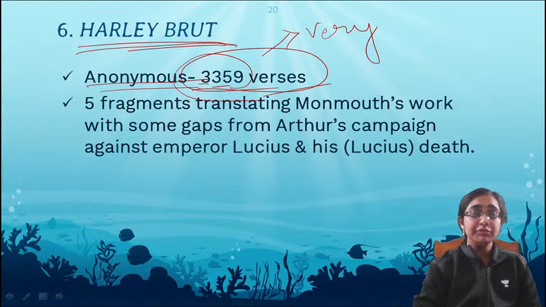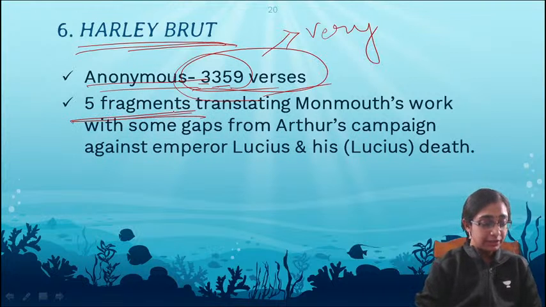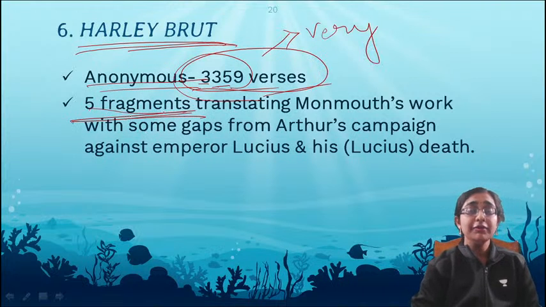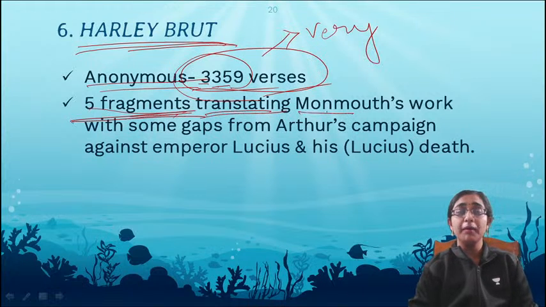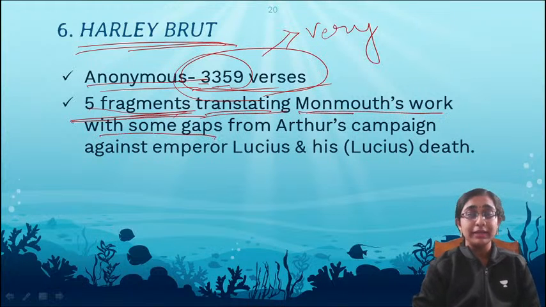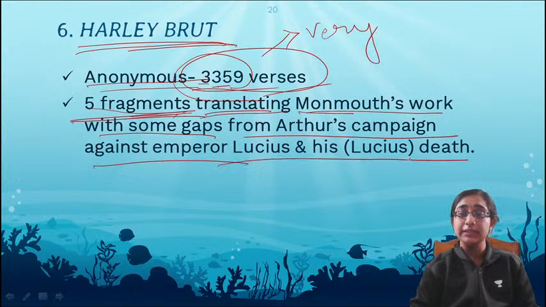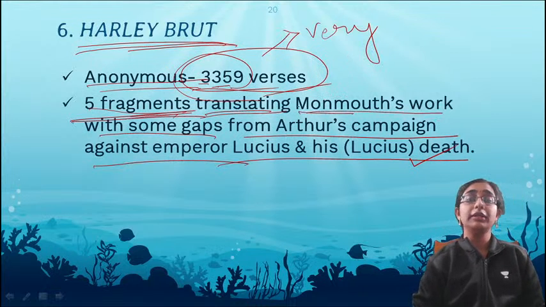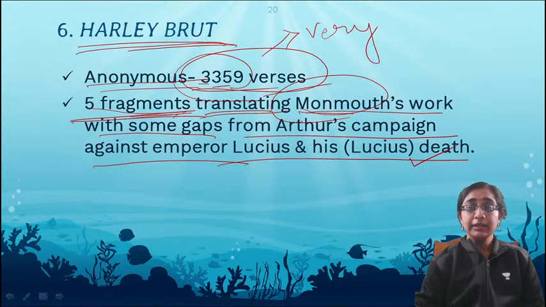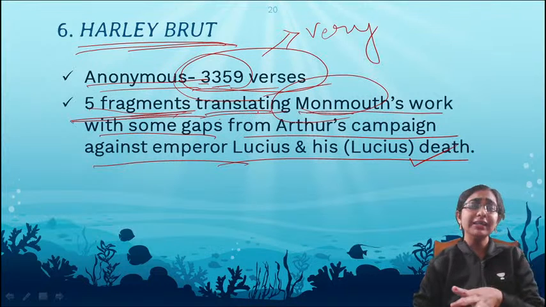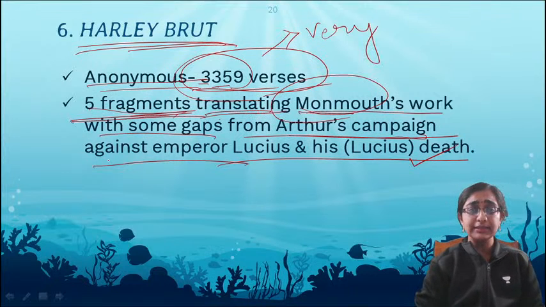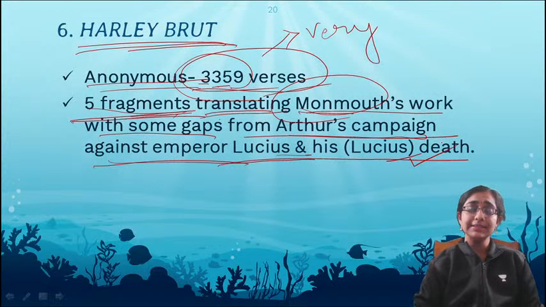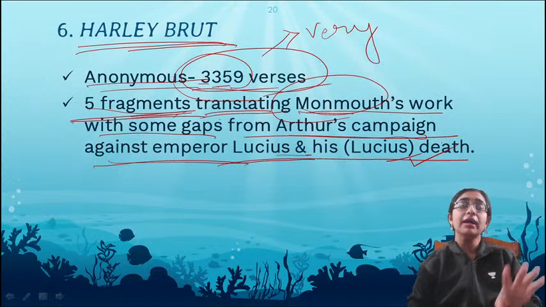And it is actually 5 fragments. So it is divided into a number of fragments, translating Geoffrey of Monmouth's work with some gaps from Arthur's campaign against Emperor Lucius and Lucius's death. So this work is also based on Geoffrey of Monmouth's work, and it is actually a translation from Monmouth's work. Which part is translated? Arthur's campaign against Emperor Lucius and Lucius's death.